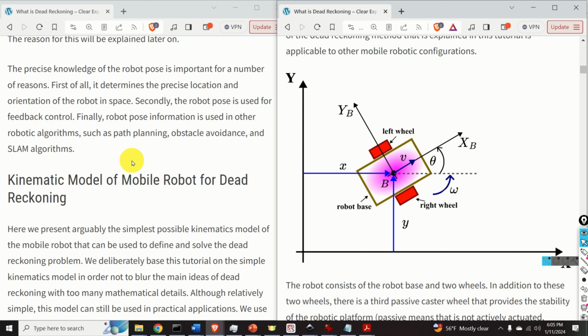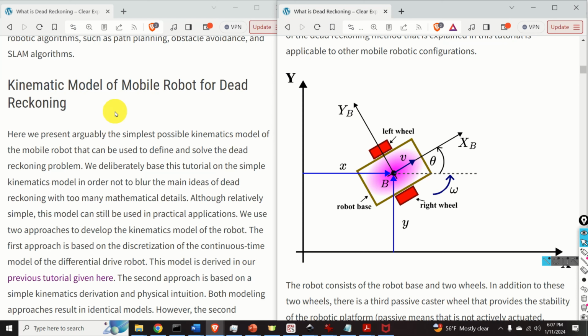Secondly, the robot pose is used for feedback control. Finally, robot pose information is used in other robotic algorithms such as path planning, obstacle avoidance, and SLAM algorithms. In this video tutorial, robot pose is very important for developing the dead reckoning algorithm.